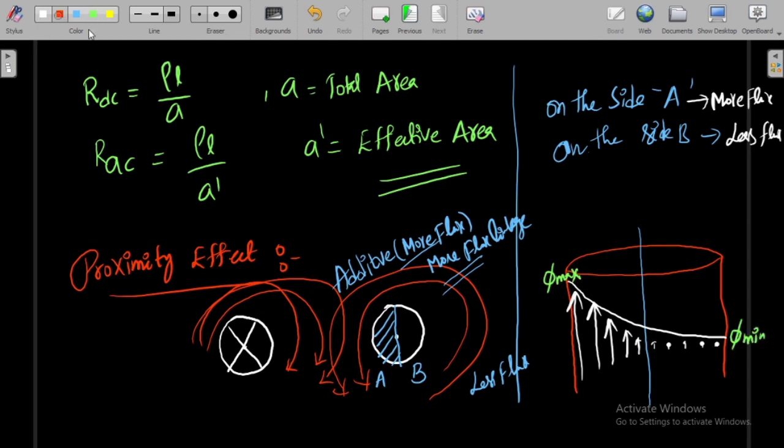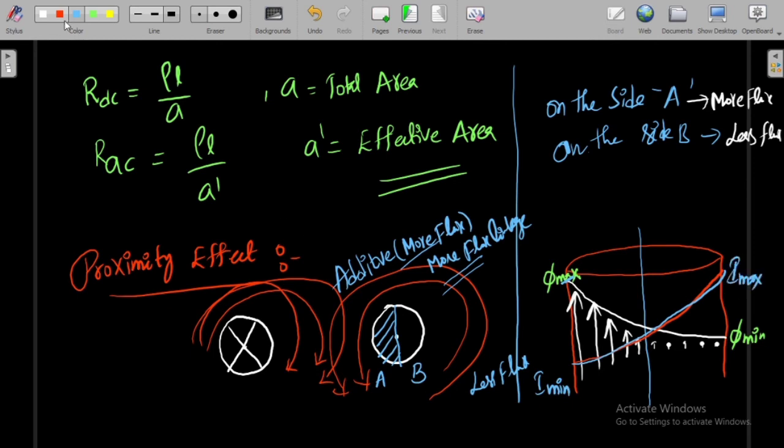Now what happens to the current? As we have seen in the skin effect, the current will take opposite variation. What is this opposite variation? When you have more flux linkages, you have more induced EMF. When you have more induced EMF, you have less current. So here you will have I minimum and here you have I maximum.